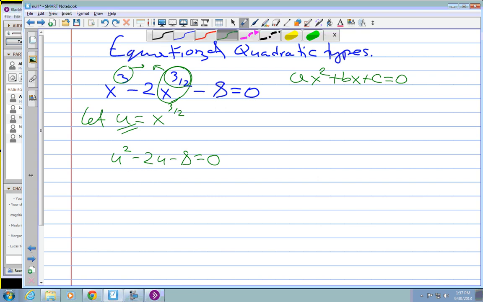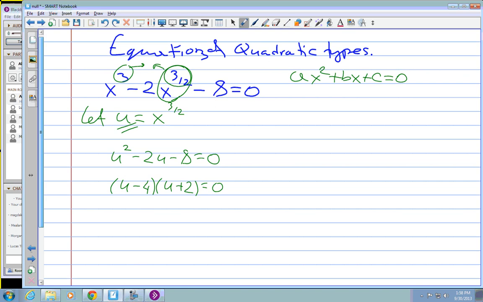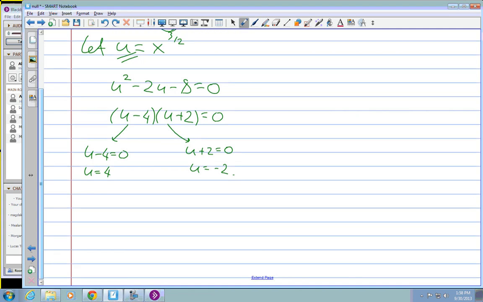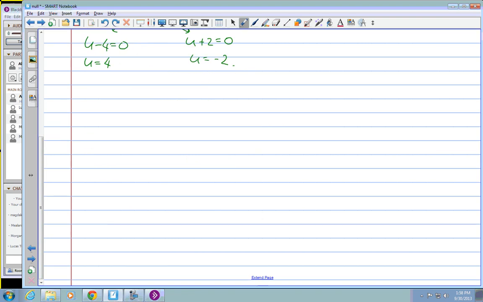How would you solve this equation just for u? Forget about everything else. Yeah, you will factor. So you say, okay, u minus 4 and u plus 2 equals 0. That means u minus 4 equals 0 and u plus 2 equals 0. u equals 4, u equals negative 2. That's right, because now we can substitute back. To solve for x, you need to substitute back.